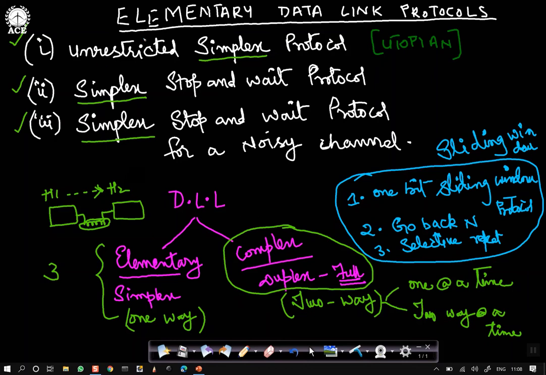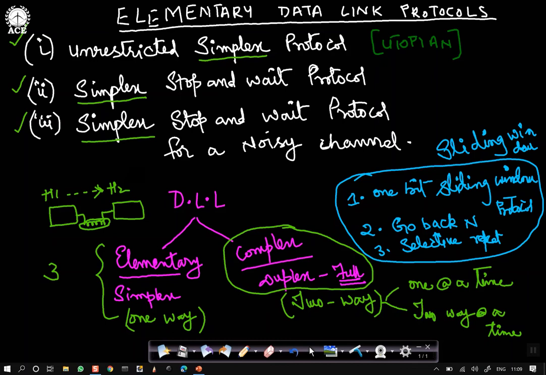So elementary data link layer protocols are simplex protocols, and sliding window protocols are bidirectional data transfer protocols, that is duplex protocols, not simplex. This is the classification, the hierarchy. So first in this video, we will start with the first set of three protocols: an unrestricted simplex protocol, simplex stop and wait protocol, and simplex stop and wait protocol for a noisy channel.